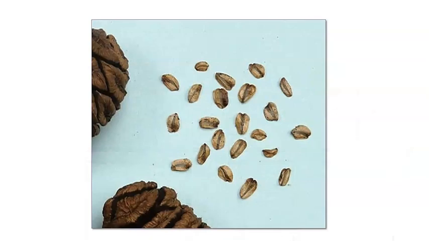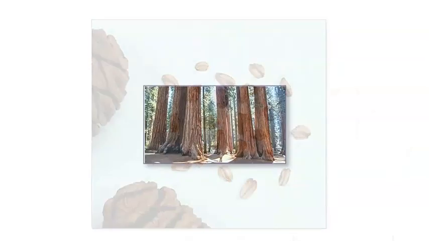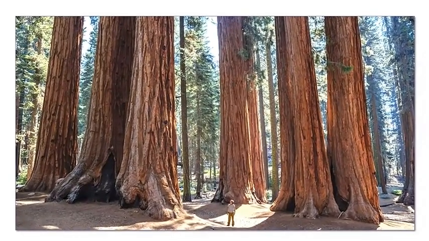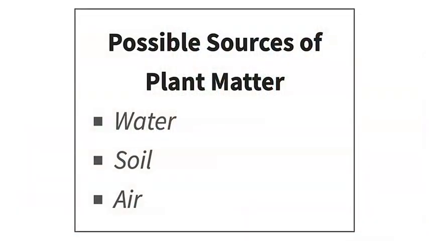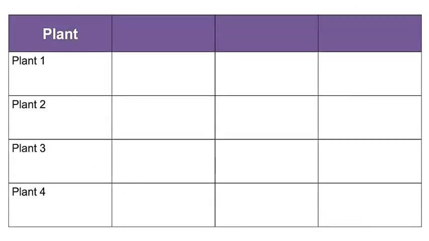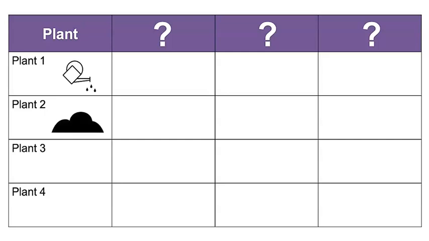Remember, we are trying to figure out how plants grow from itty-bitty seeds into towering sequoias. And we know that there are 3 possible sources of plant matter: water, soil, and air. These sources of plant matter will serve as our variables. One of your tasks after this lesson is to fill out these variables on a variables chart. How will you test to see if a plant uses water for matter? What about soil? And what about air?